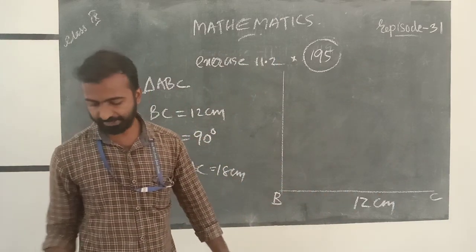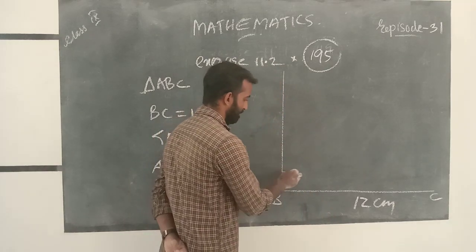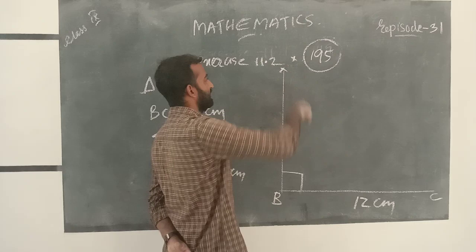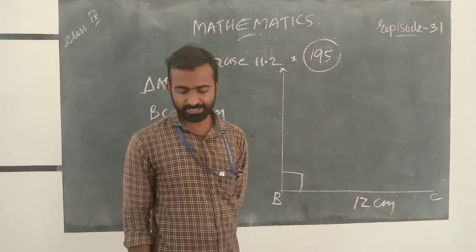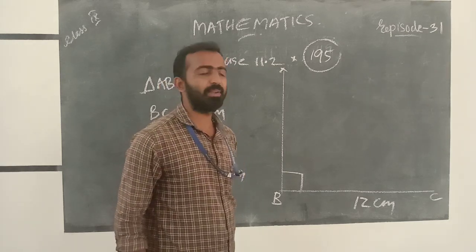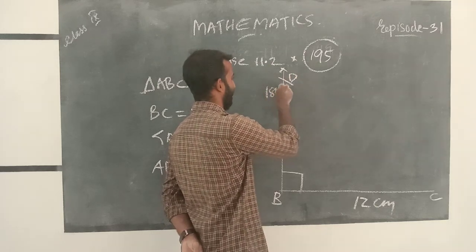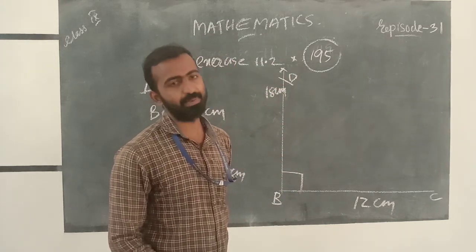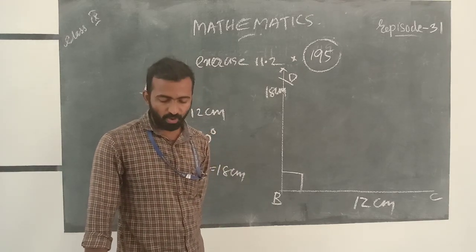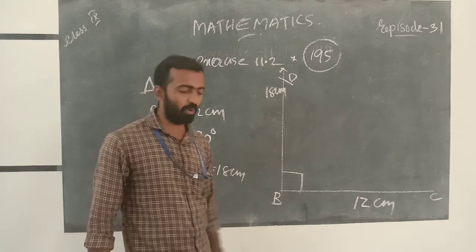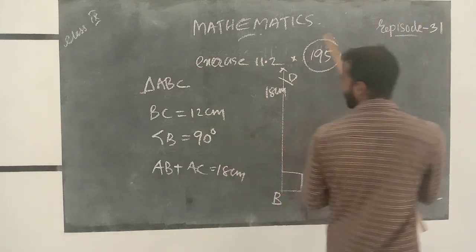This is 90 degree. And X. We cut BX in D point as 18 centimeter. That is, we join the points. Next, we join the point D and C.